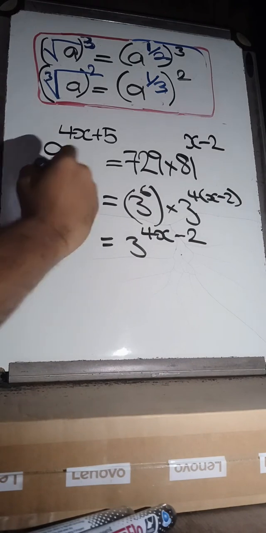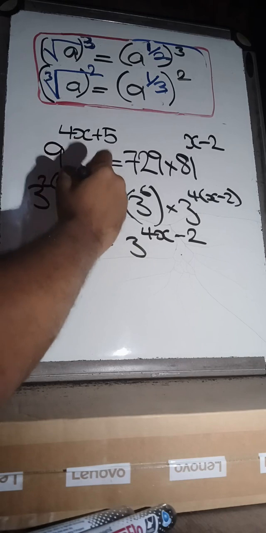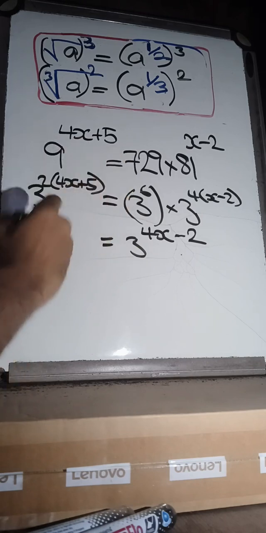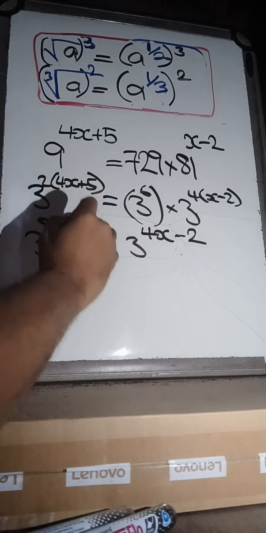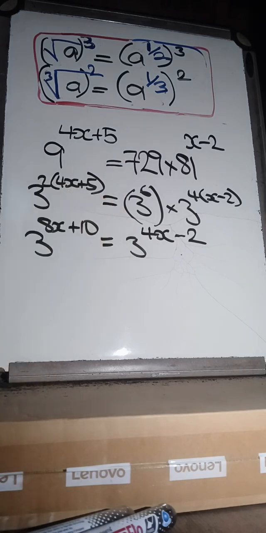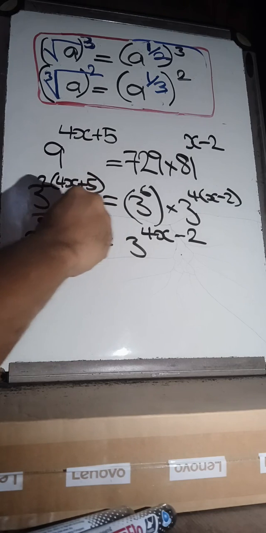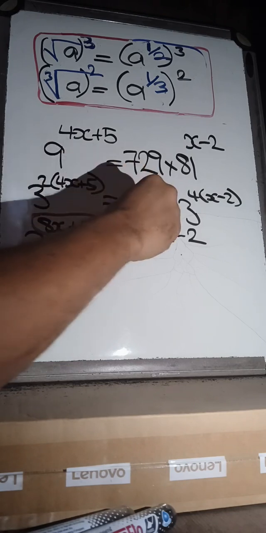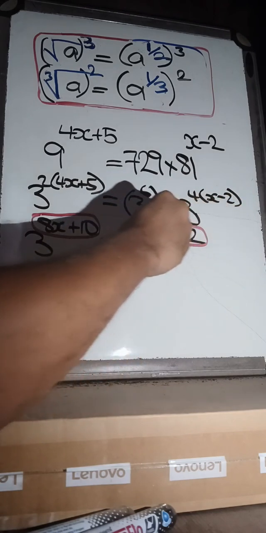Now over here, we have what? 3 raised to the 2, 4x plus 5. This is 3 raised to the 8x plus 10. Now, let's look at exponents carefully. This is 8x plus 10. This is 4x minus 2.